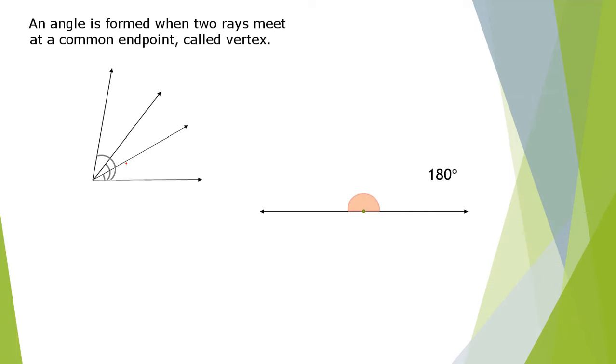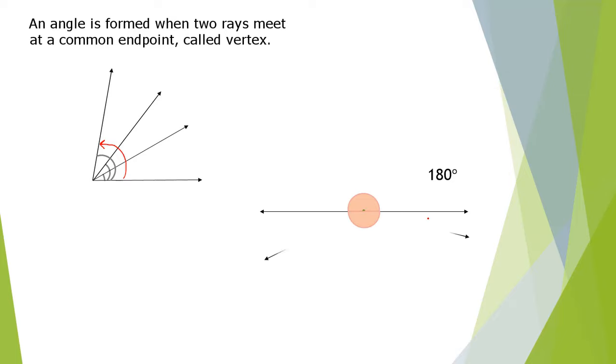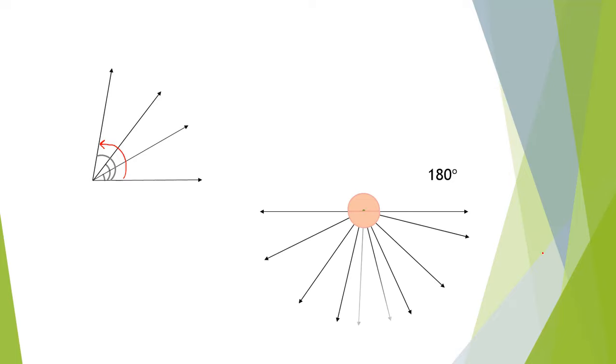Angle is commonly measured in units called degrees. A 180-degree angle is the angle between rays that point in opposite directions and together make a straight line. 180-degree angles are known as straight angles because they are on a straight line. And a complete rotation is 360 degrees.